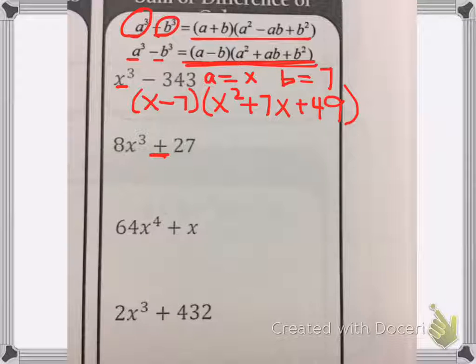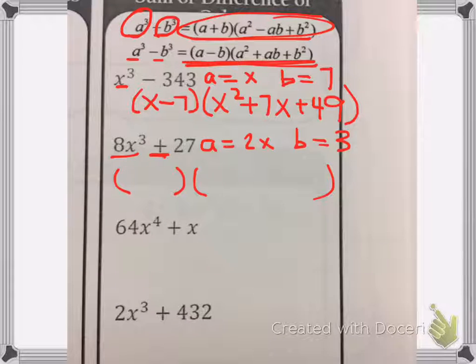Okay, same thing here, but this time it's a plus sign. So identify your a value. It's the cube root of 8x cubed, so 2x. And your b value is the cube root of 27, which is 3. We're going to plug it through our formula that has the plus sign in it, so this top one this time. And we're going to have 2x plus 3, and then 4x squared minus 6x, because I multiply my a and my b together, and then plus 9 if I follow the formula.